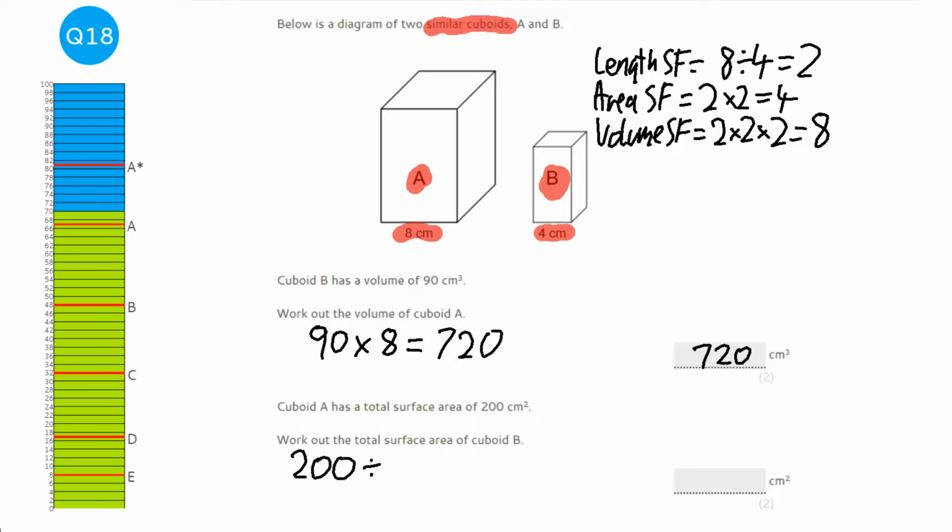And because it's area, we look at the area scale factor. If we have a look, the area scale factor, it says, is 4. So we're going to divide by 4. Now to divide by 4, you halve it and then halve it again, which gives us 50. So that would be 50 centimeters squared.